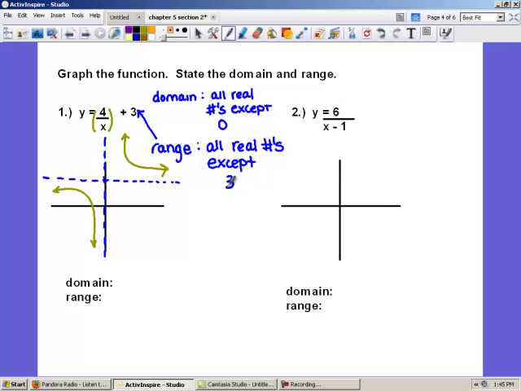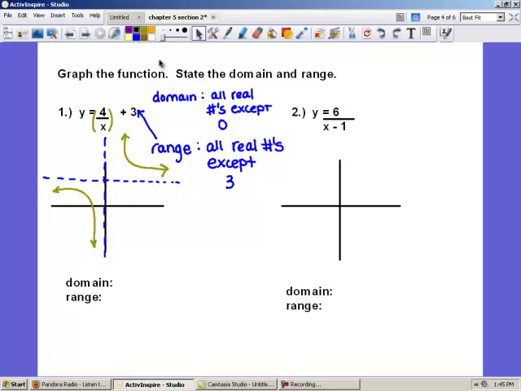Now, if you're doing these problems, I want you to draw in the asymptotes with dotted lines. If you don't have the asymptotes drawn, then I'm going to mark you down, even on your homework. And I didn't even realize I had the domain and range down here, so go. All right, number 2. Same thing.